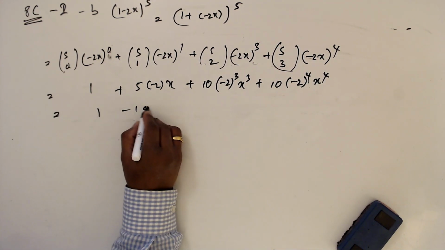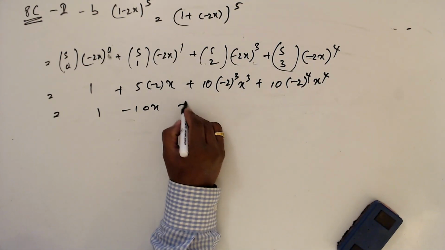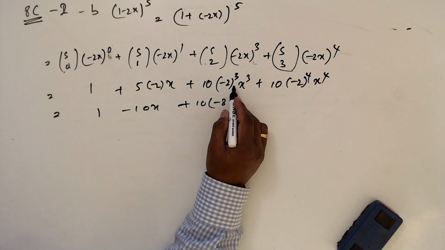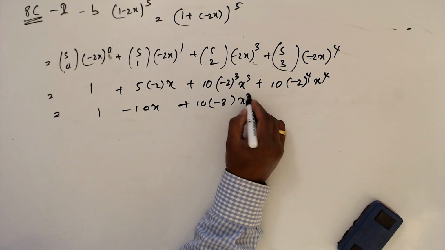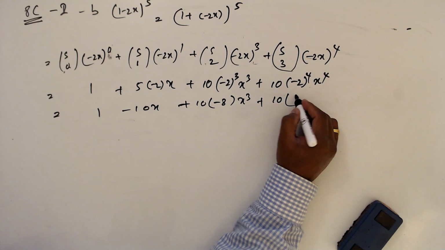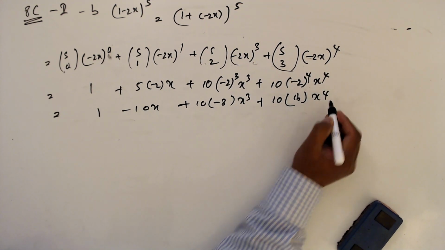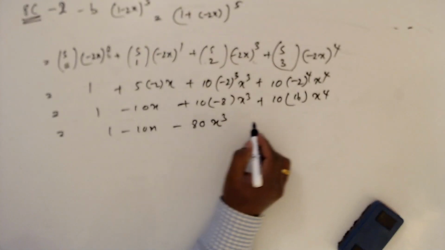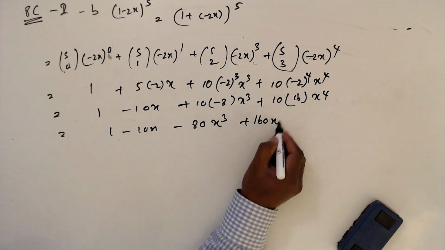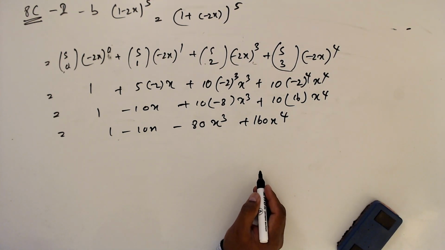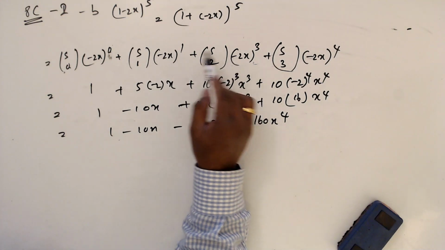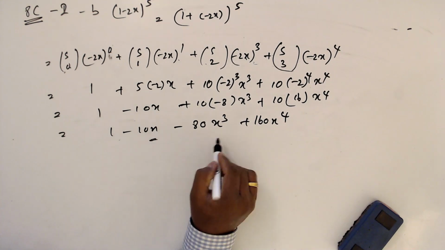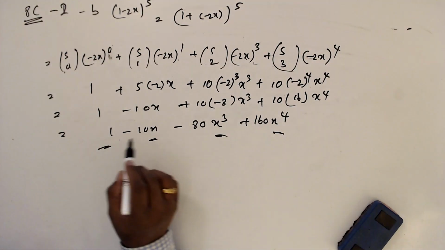1 minus 10x. This is going to be 10 times minus 8 x cubed plus 10 times plus 16 x to the 4. So 1 minus 10x minus 80x cubed plus 160x to the 4. Did you notice I missed one term? I missed the x squared term here. I have x cubed, x to the 4 and I missed the x squared term.